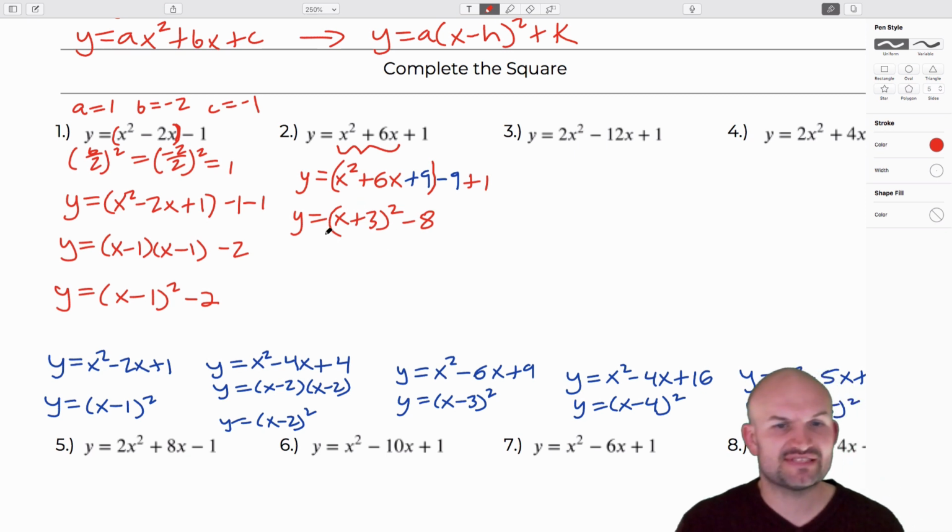And hopefully you just kind of see, boom. In this case, it would have been the same way if we would have done the b divided by 2. 6 divided by 2 is 3. 3 squared is 9. So you can see where that kind of comes from.